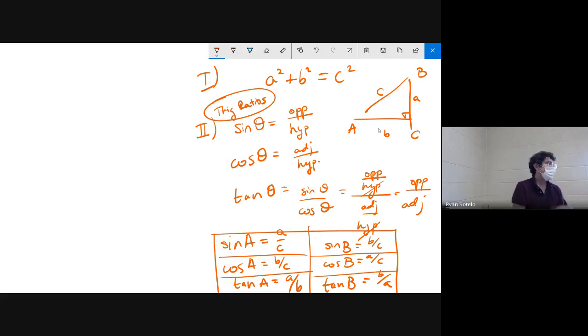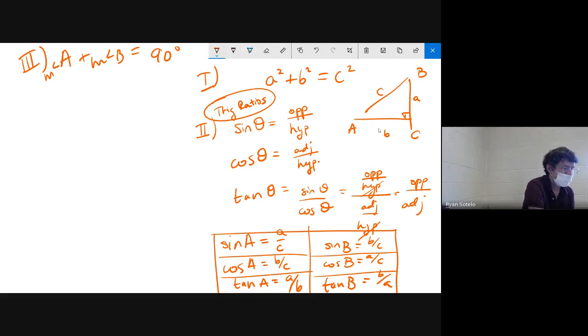On top of that, you have the piece of information, I'll do number 3 over here, which is that the measure of angle A plus the measure of angle B makes 90 degrees. So altogether, that's what you're going to use, those three pieces of information. You have the Pythagorean theorem, which relates three sides. You have the trig ratios, which relate two sides to an angle. And then you have the piece of information that these two angles are related to each other. They have to add to 90. So using those pieces of information, you can solve triangles.